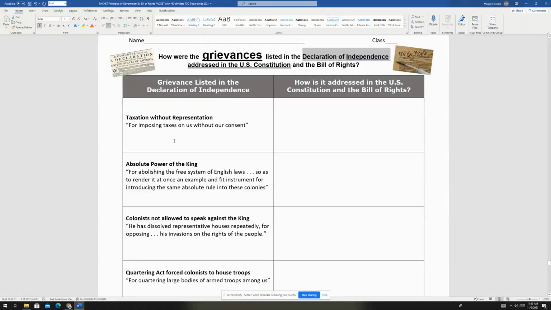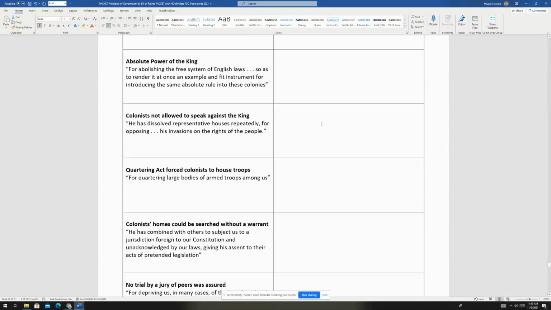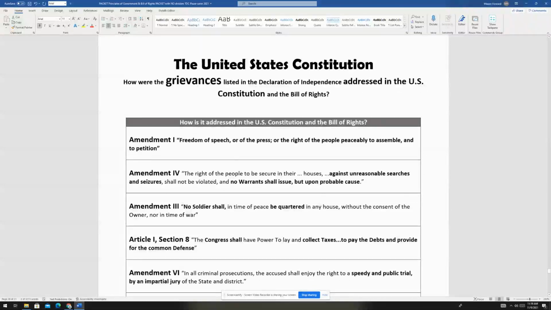Taxation without representation for imposing taxes on us without our consent. How do they address this in the Constitution? Make sure that taxes cannot be created without their consent.